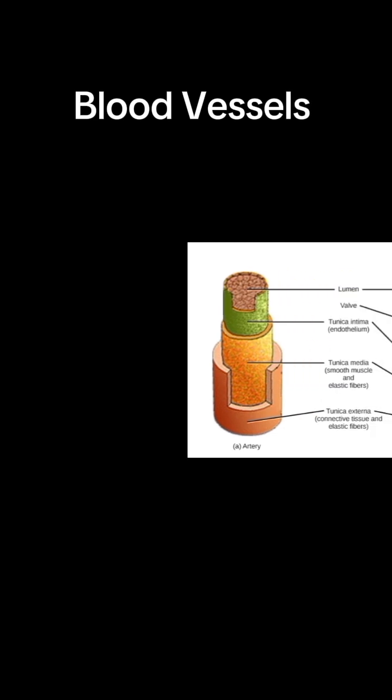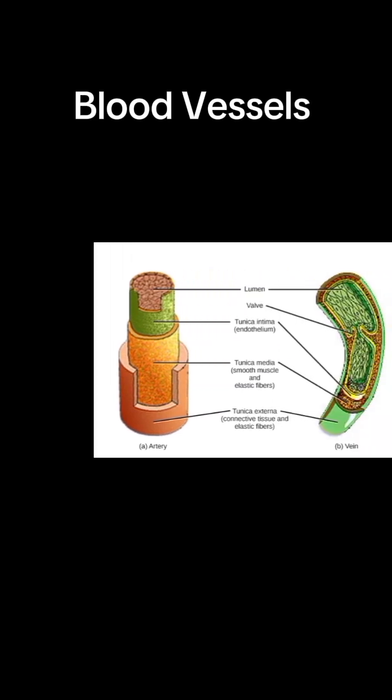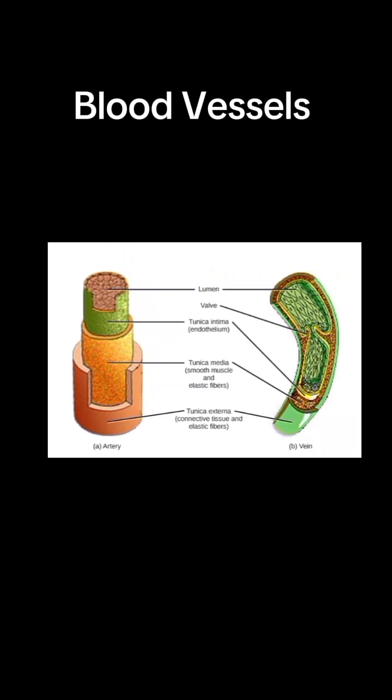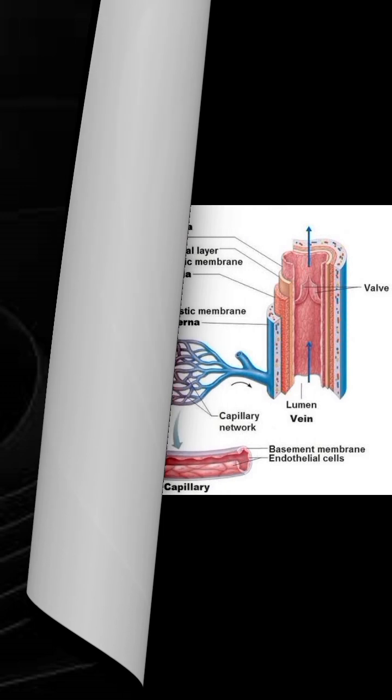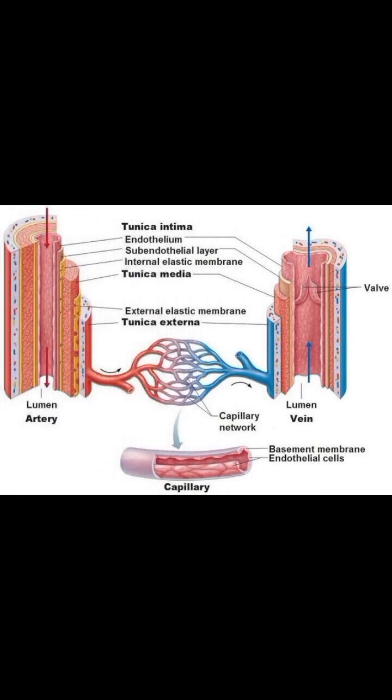Now, to the blood vessels, we have the arteries, the veins, the venules, and the capillaries. In the structure of the blood vessels, we have three layers: the tunica intima, the tunica media that contains smooth muscles and elastic fibers, and the tunica adventitia that contains collagen, which is connective tissue. Arteries have thick elastic walls in the tunica media, while the veins have thin inelastic walls.